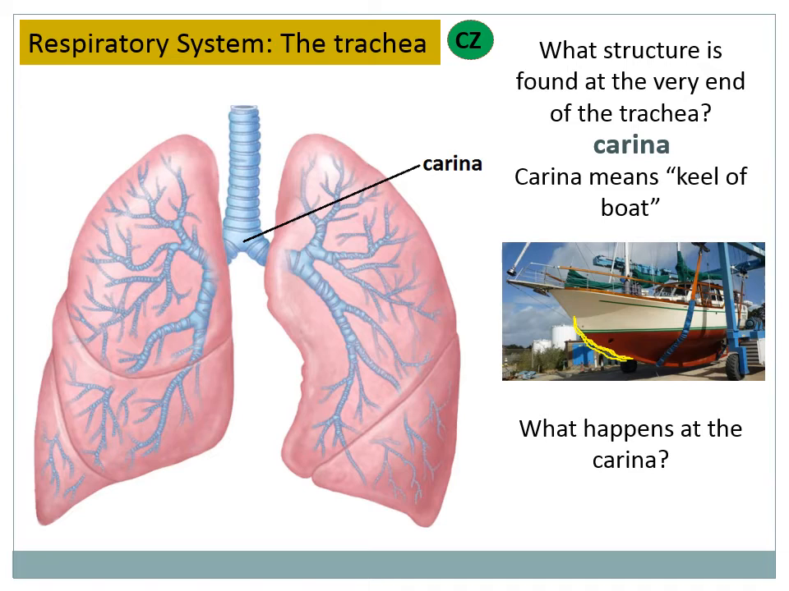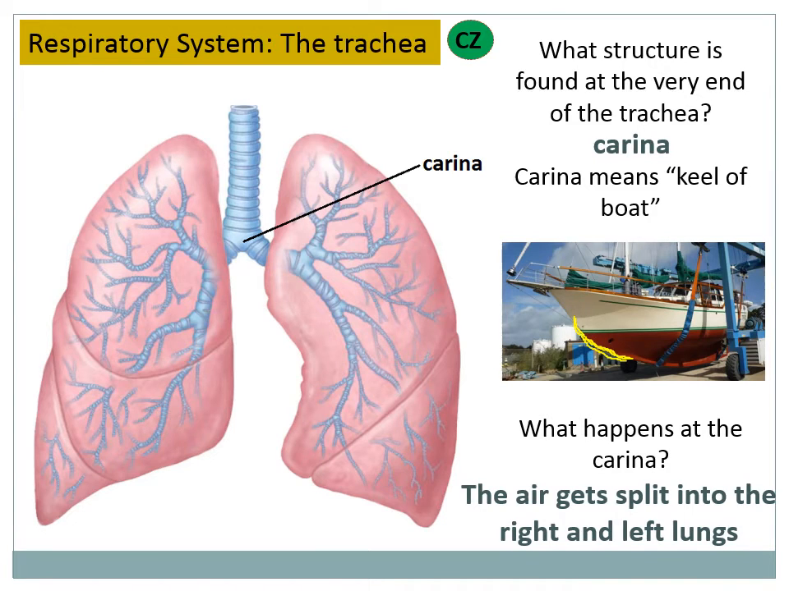Knowing that that's what a carina means, a keel of a boat, what's going to happen at the carina in our lungs? Yeah, instead of splitting water on either side of a boat, it's going to split air into both the right and the left lungs. So the carina is there to help split air into our right and our left lungs.